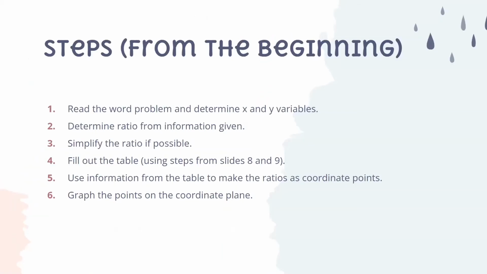Steps from the beginning. Number 1, read the word problem and determine the x and y variables. Number 2, determine ratio from information given. Number 3, simplify the ratio if possible. Number 4, fill out the table using the steps from slides 8 and 9. Number 5, use information from the table to make the ratios as coordinate points. And number 6, graph the points on the coordinate plane.